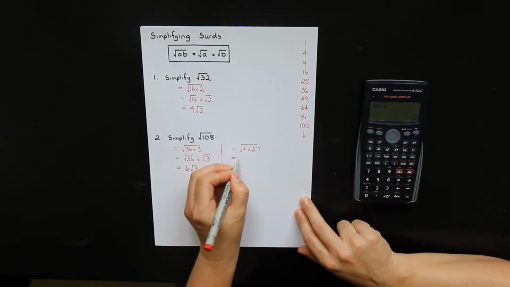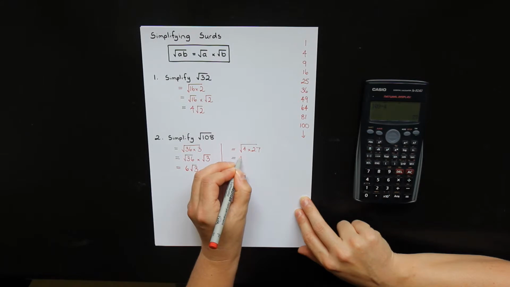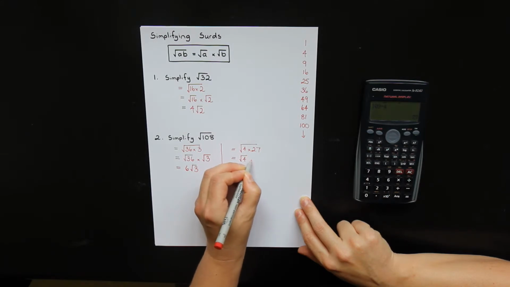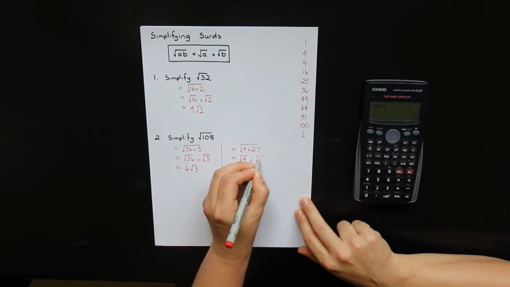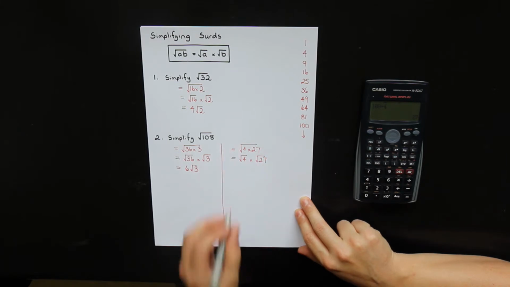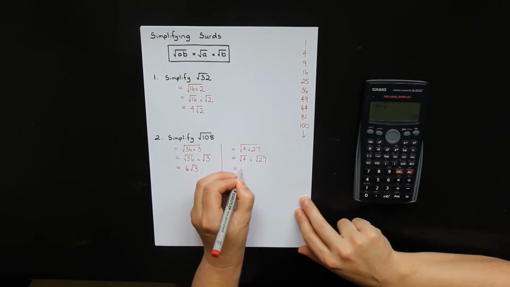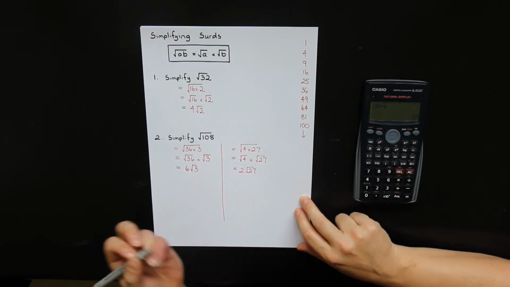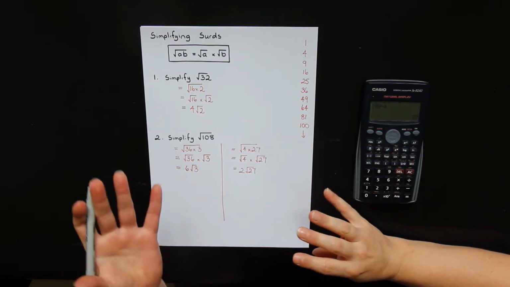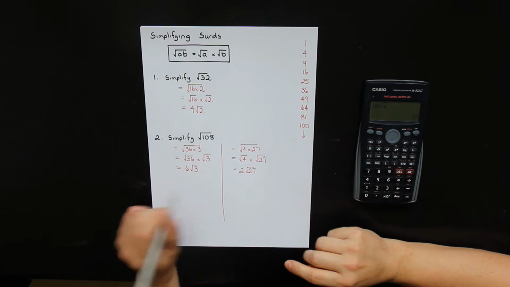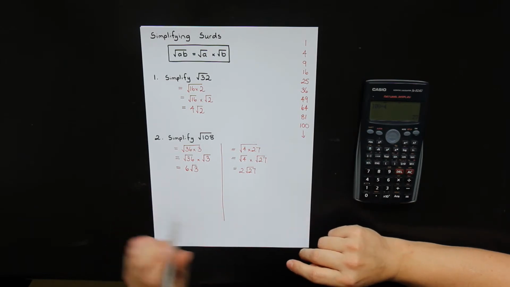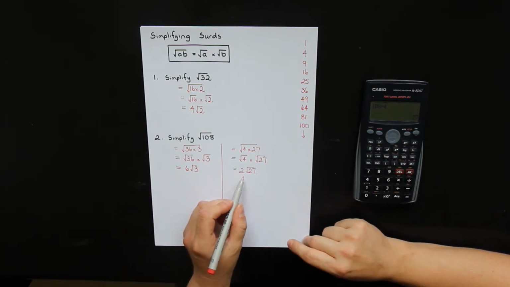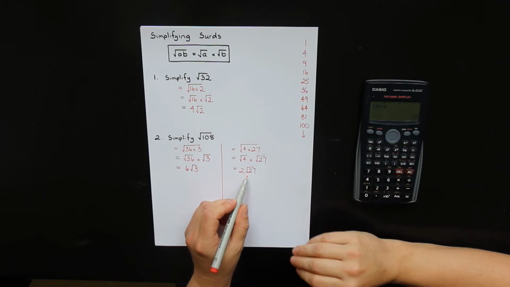Okay, if I break that surd apart, I get square root of 4 times square root of 27, and the square root of 4 is 2, so 2 root 27. Now I've done all the right steps, but I haven't got the same answer, and I actually haven't got the correct answer yet because I haven't simplified this surd as much as I possibly can.